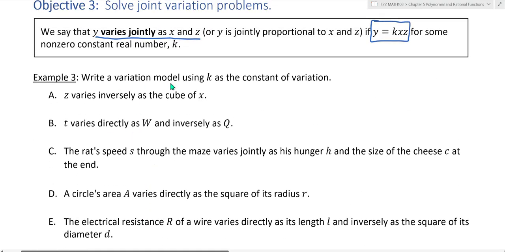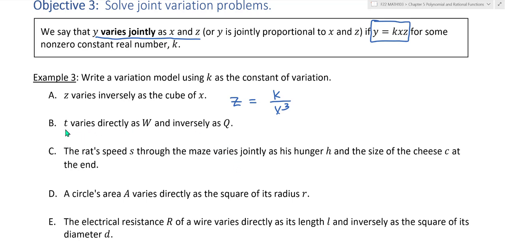Okay. Write a variation model using k as the constant of variation. Part A, z varies inversely as the cube of x. So z varies inversely. That means we're going to have z equals k divided by something. But it's the cube of x. So the cube of x would be, of course, x cubed.